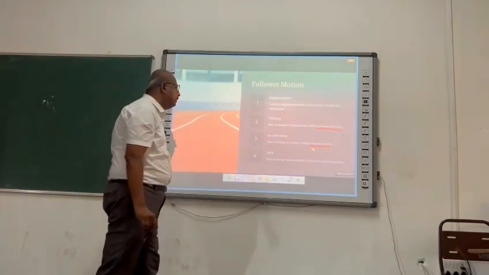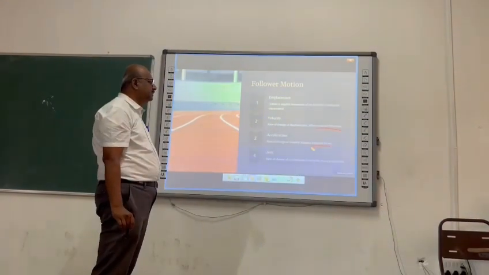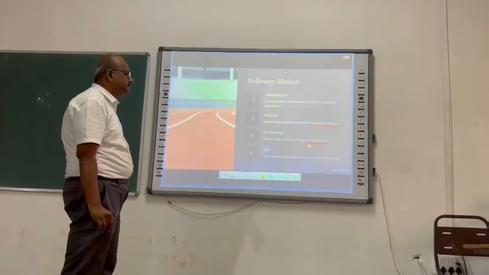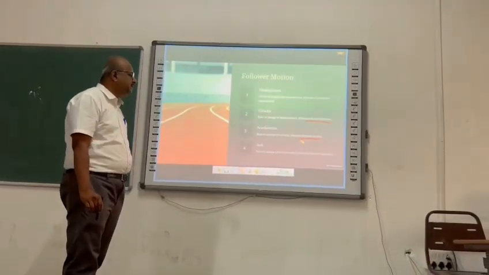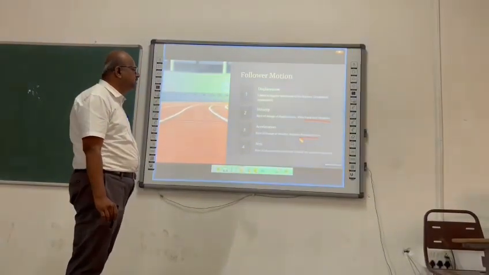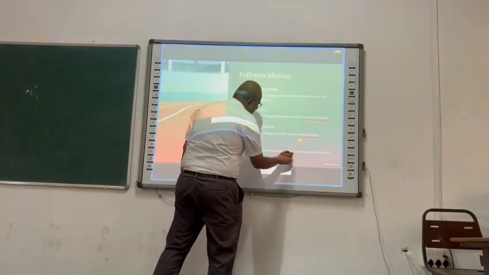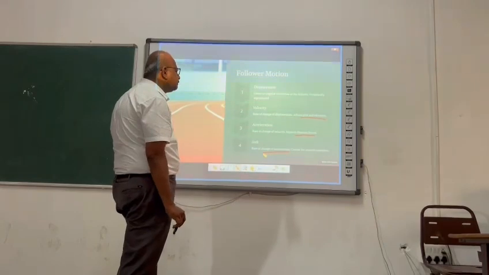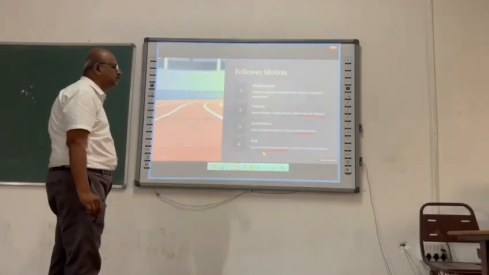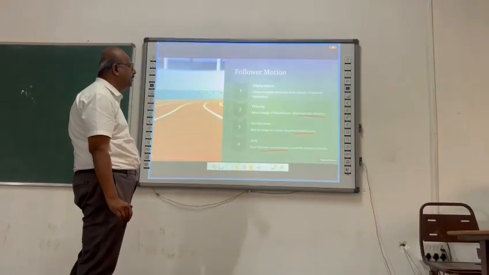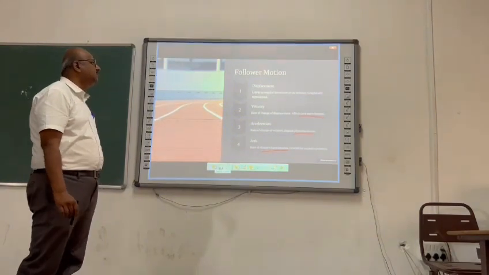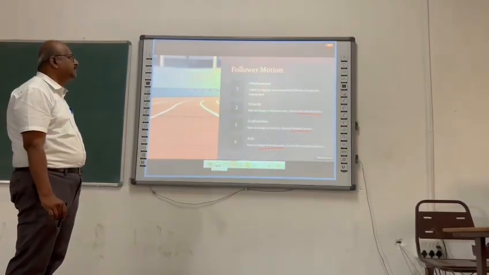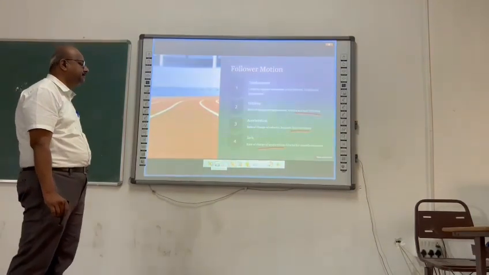The fourth one, which we are going to see for the first time in cam and follower motion, is the jerk. What is jerk? Jerk is nothing but the rate of change of acceleration. It is very crucial for smooth operation of the cam and follower. So these are the four important aspects we consider in follower motion.